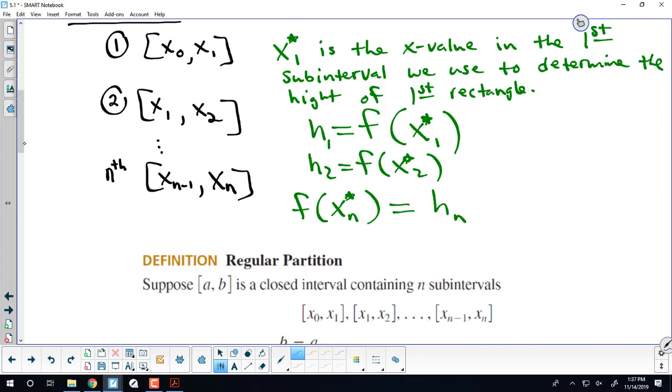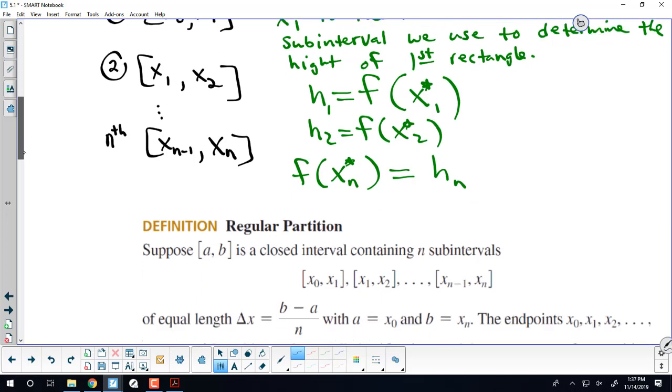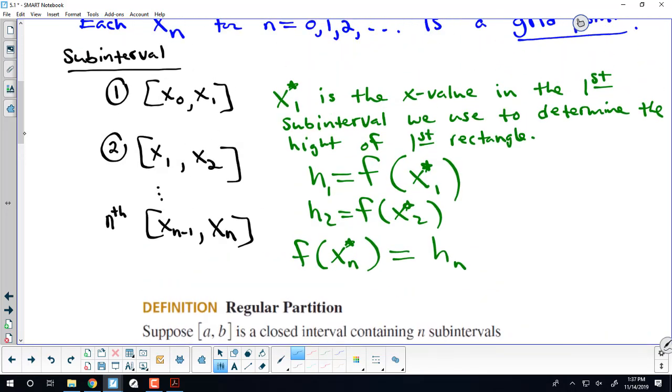Does that make sense? If I'm between this x value and this x value, I have to plug some x value in between those two. I have to plug one of those x values in to get the height of the rectangle. And that's all that x star is. That's just the notation that this textbook uses. Other textbooks are going to use similar notation.